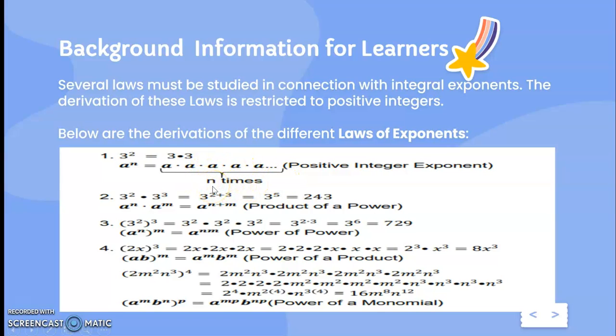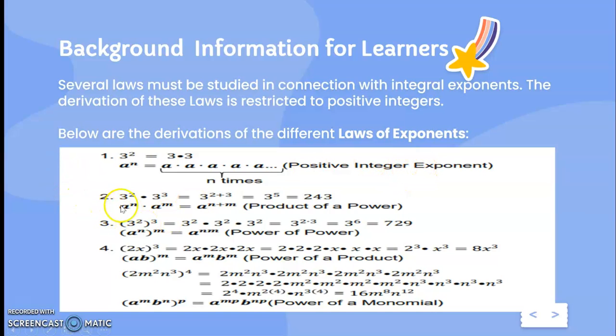And since we don't know how many times we take a as a factor, that's why we represent the exponent as n. Okay, this law is called the positive integer exponent.